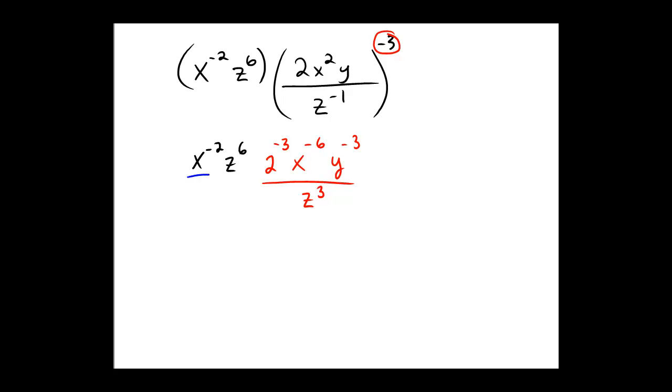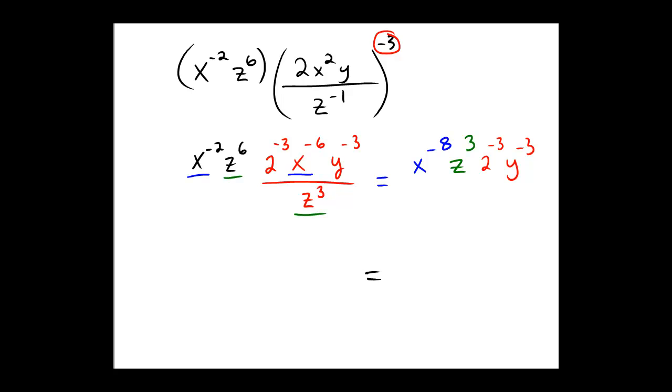Next, combining the two x's, since they're both on top, they're being multiplied. So multiply means to add exponents, and -2 plus -6 is -8. For the z's, I have a 6 on the top and a 3 on the bottom. Division means to subtract, so z to the 6 minus 3, which is 3. And since y and 2 are lonesome, I'm just going to rewrite them for now and take care of the negative exponents in the next stage.